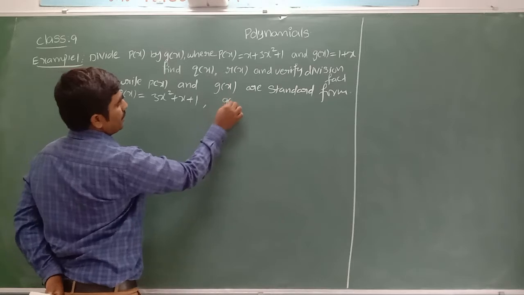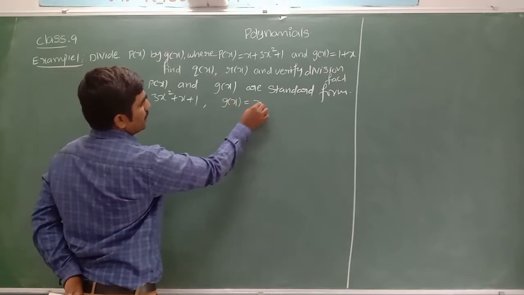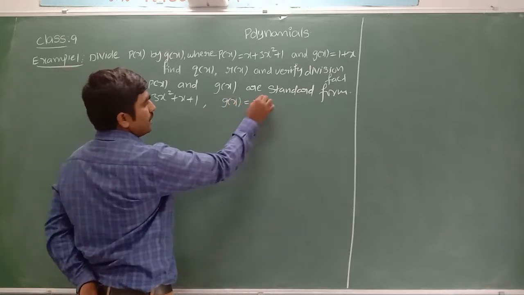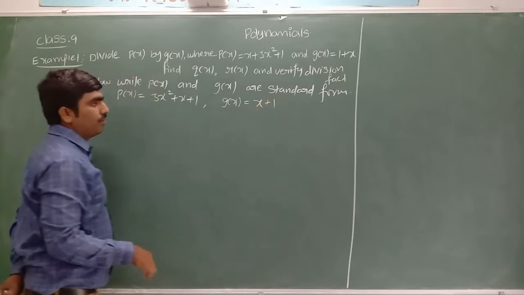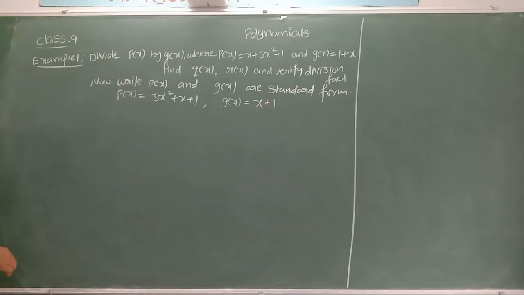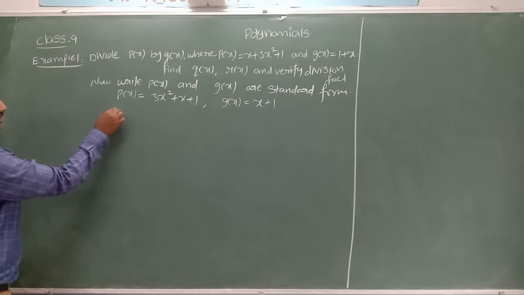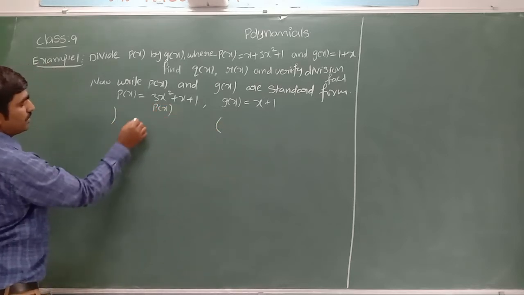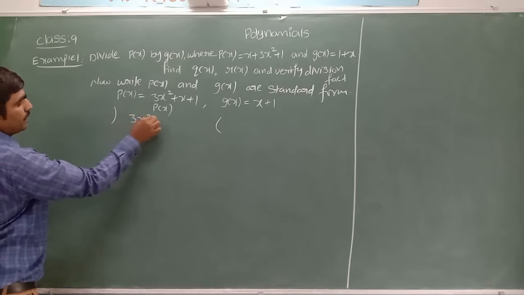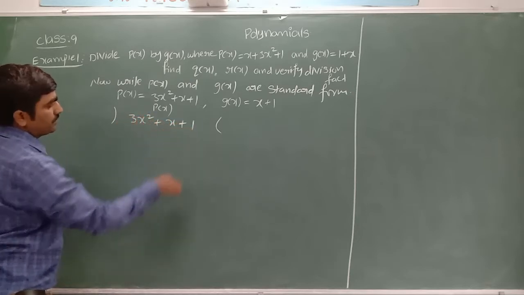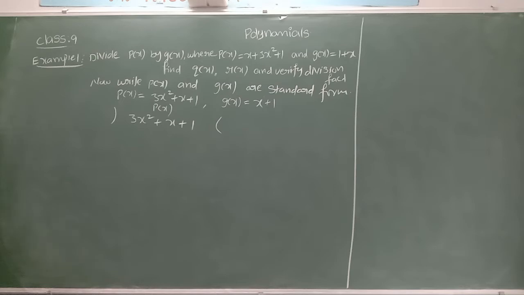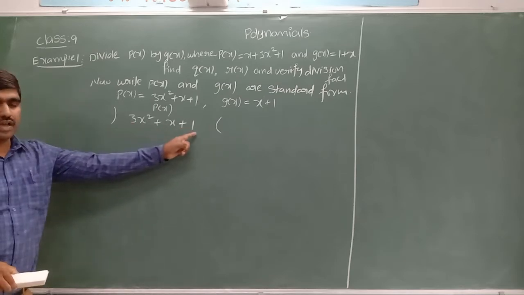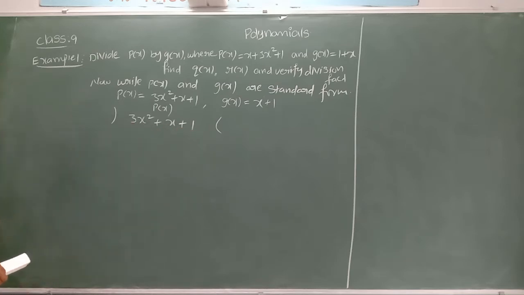Similarly, g of x also we have written in descending order: x power 1 plus 1. So after arranging the terms in standard form, we start the long division now. We'll write p of x in the place of dividend, 3x square plus x plus 1. Keep in mind while writing this, if any term is missing, we have to write it with 0 coefficient.